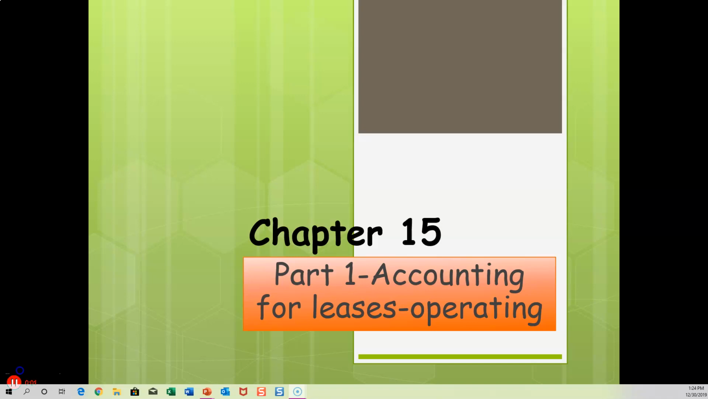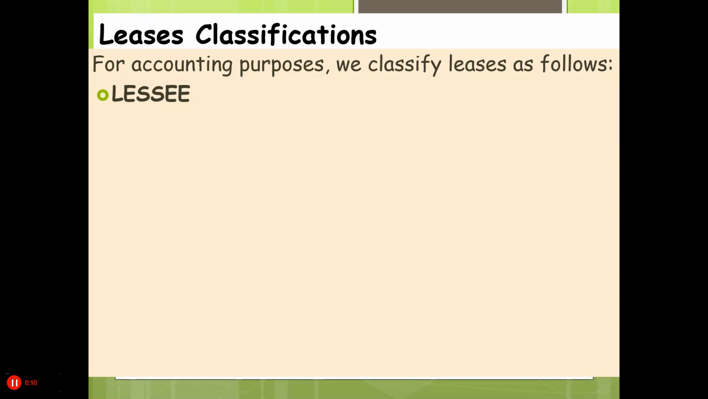Chapter 15, in Part 1, we're going to cover operating leases. Now, we have certain lease classifications. Based on classifications and guidelines, we have to account for them. And we have to look at this from the lessee's and the lessor's point of view.